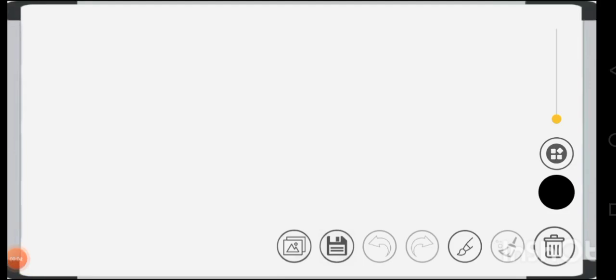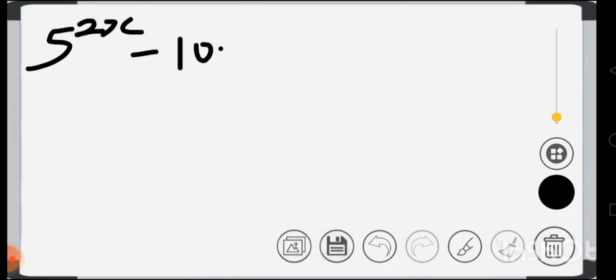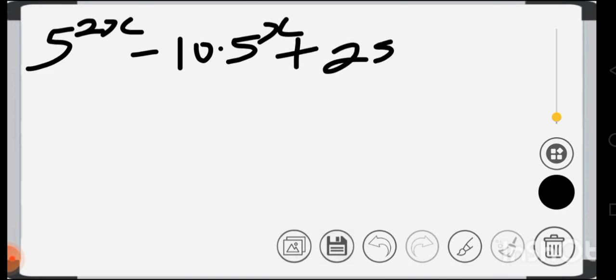Today I want to look at something very important. I want to look at the question: 5 raised to the power 2x minus 10 dot 5 raised to the power x plus 25 equals 0. So how are we going to do this to get the correct answer?